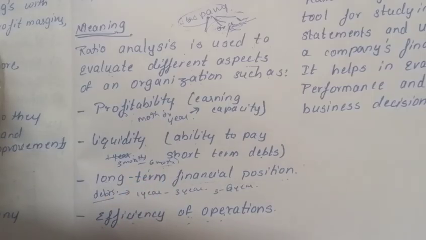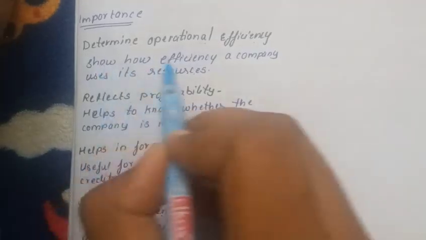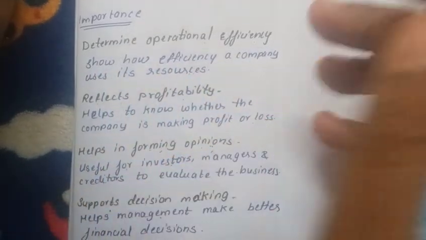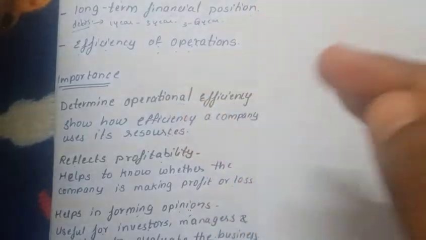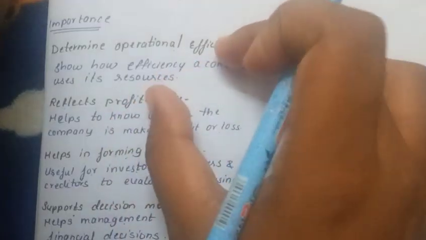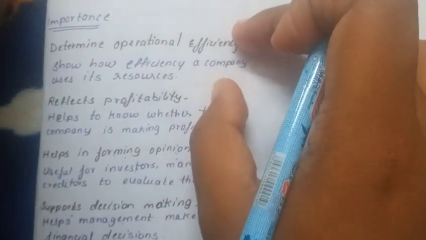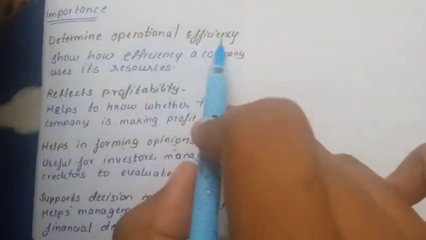Now let's see the importance of ratio analysis. The first is to determine operational efficiency. It shows how efficiently a company uses its resources. Just now I told you about the efficiency of operation: time and money are the resources the company has. To achieve a goal, how effectively did the company use the resources? That is determining operational efficiency.